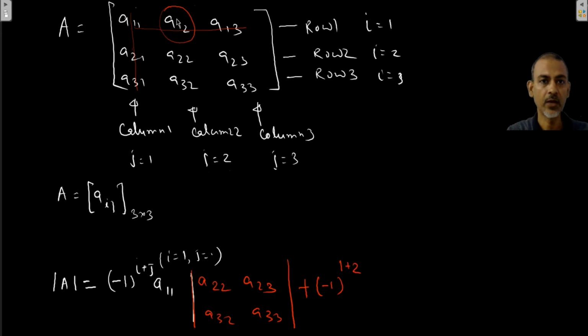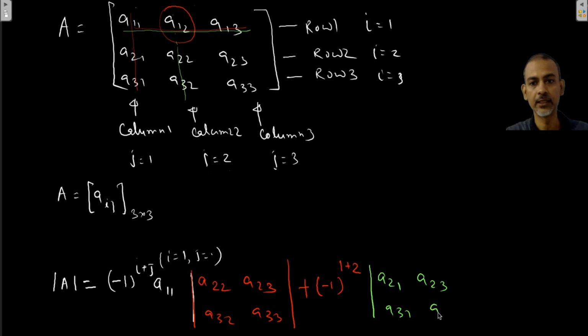Alright. Now again, you simply take this part out, and whatever is remaining, you write. So you write A21, A23, A31, and A33. So this is the second thing. And then the third part would be minus 1 to the power... you have to come here now. A13, what is i here? i equals 1 and j equals 3. So 1 plus 3 I will write over here.